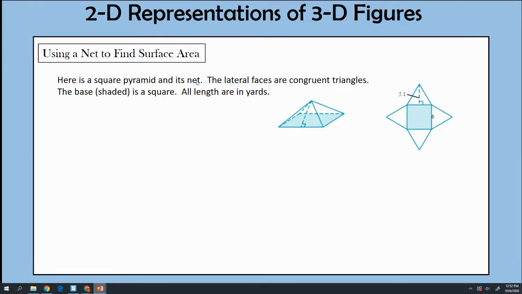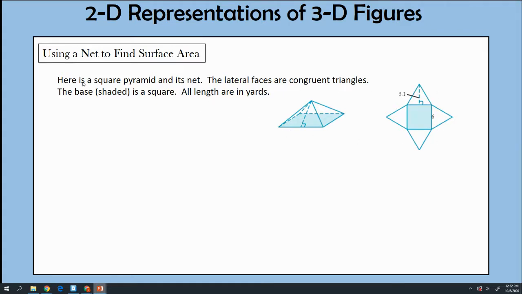Okay, again, using nets, they're asking us here, here's a square pyramid, which means the base is a square. The sides here are all triangles. And here's the net. Here's the square. And then here are the 4 triangles that stem off of that.